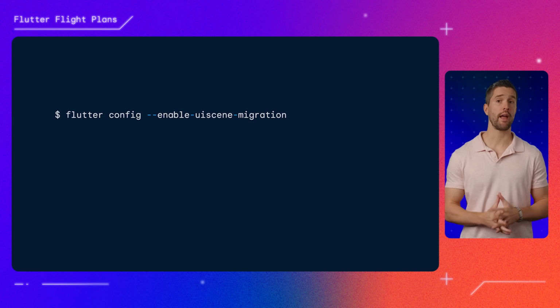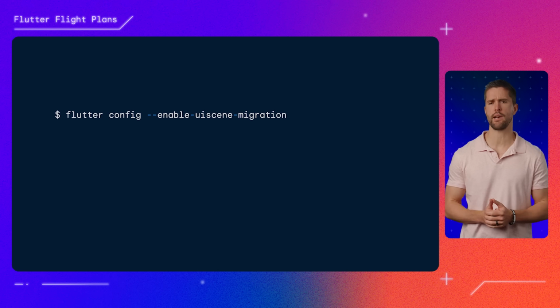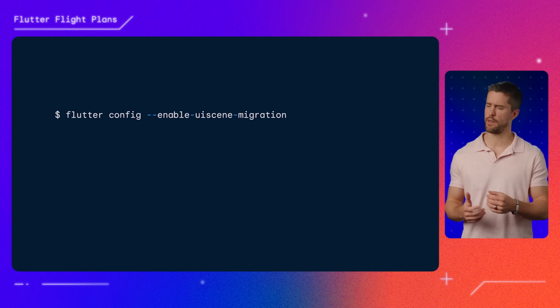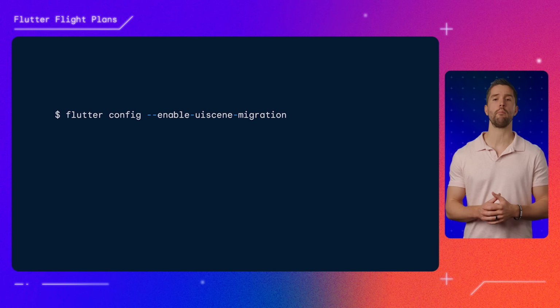For now, all apps must run flutter config --enable-uiscene-migration, and then flutter run or flutter build ios will apply the necessary changes. This migration is currently experimental, but will soon be enabled by default. Plugins, add-to-app, and any Flutter apps with modified app delegates must all migrate manually and should consult Flutter's documentation linked below.